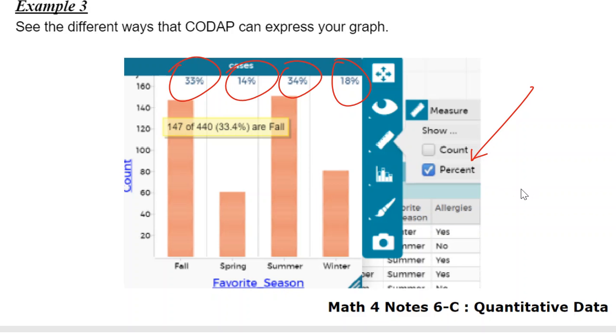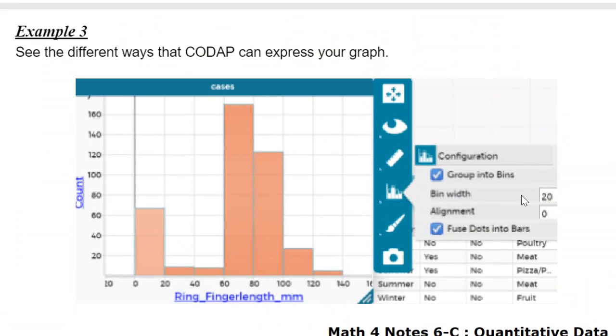Now, with this one, I switched topics and said ring finger length in millimeters. I find it curious that there's a bunch over here, and we'll talk about that in a minute. Most everybody fell into this category. What I did was the categorical thing at the bottom, and I came over here and said, let's take the dots and fuse them into bars. But then I also said I want bins, which means I'm clustering everything from 60 to 80, everything from 80 to 100. They're all clustered together. The other thing is that this gives you the opportunity to change the bin width, so you can go with 10 or 15 instead of 20.